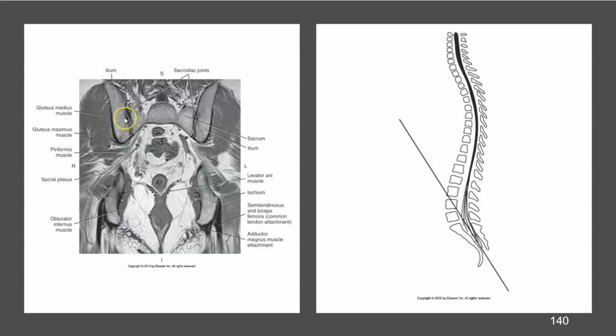So here is your SI joints, your ilium, your sacrum, and coming down. We're going to cover these muscles later, not yet, but you can see the sacral plexus coming down. So this is a great job also. So we're following this nerve to make sure. You can see it goes right by the hip. So a lot of patients have that hip pain.